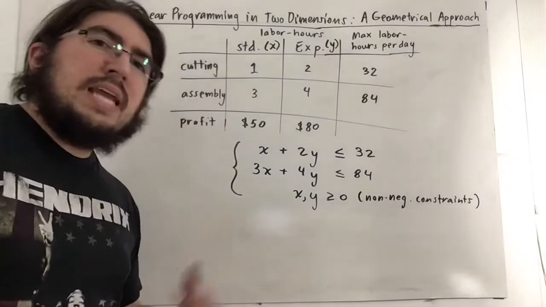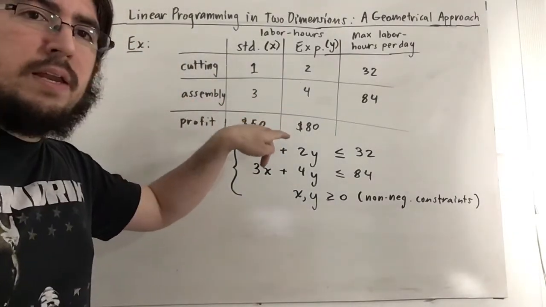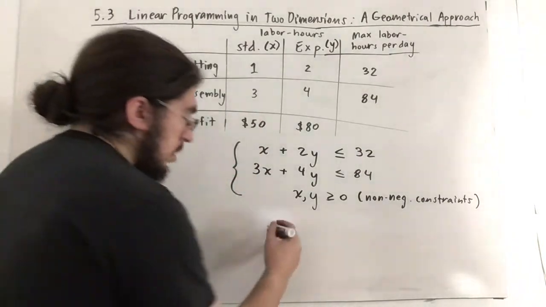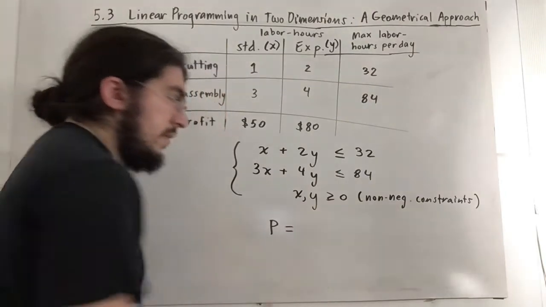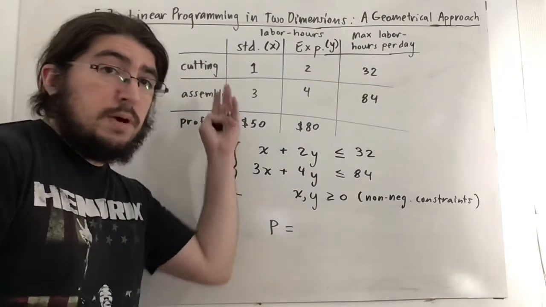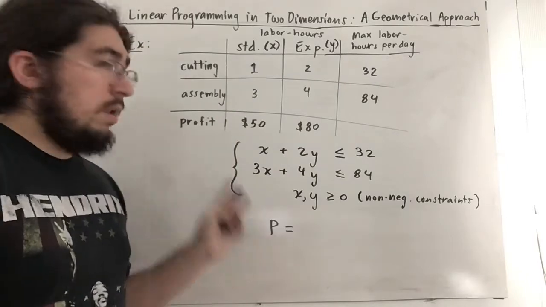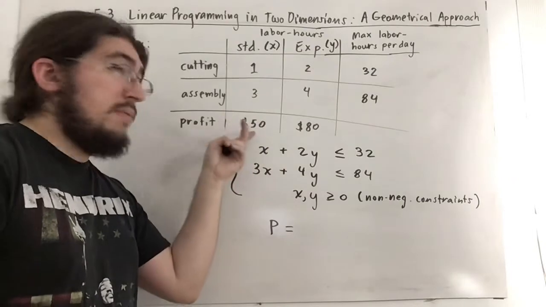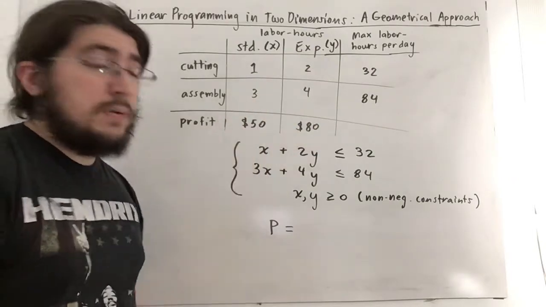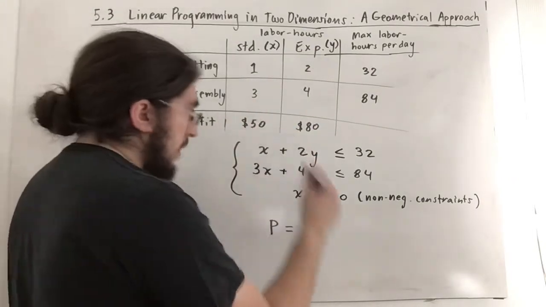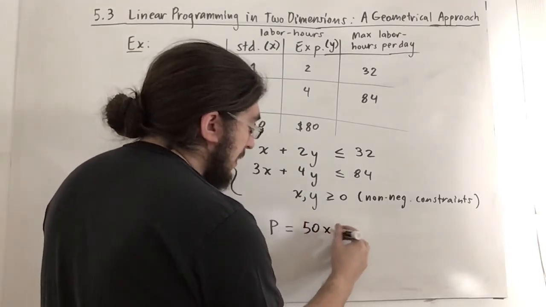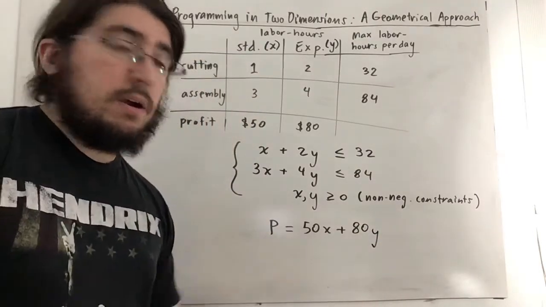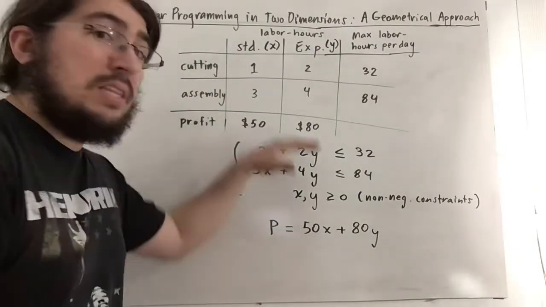Okay. The next thing is that we have this profit that I've touched on a little bit. There is a profit equation. So let me call P our profit for however many models we manufacture of each one. Well, if you manufacture X standard models and Y expedition models, you make $50 on each standard and $80 on each expedition, then the profit for that amount will be whatever 50 times X is plus whatever 80 times Y is. Of course, depending on what X and Y are. We're attempting to maximize this given these constraints.